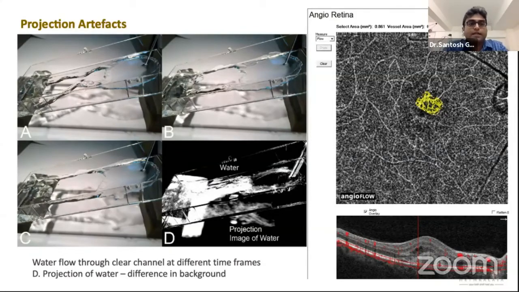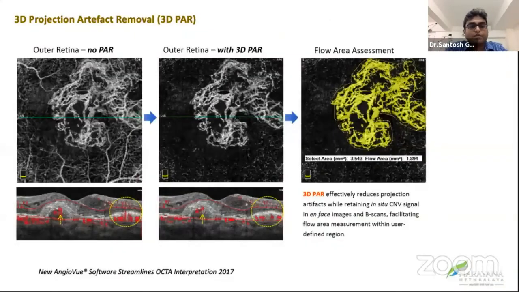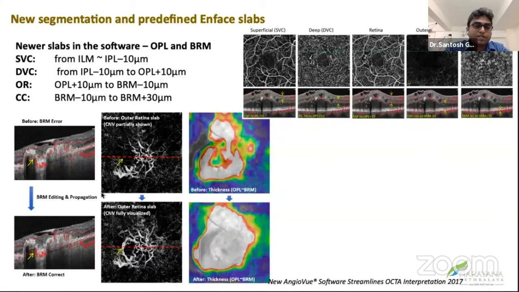And there's a software development called 3D projection artifact removal, wherein once it's applied, you can see the vasculature more clearly. The superficial and the deeper vasculature goes off, and you can get to see the choroidal neovascular membrane more clearly.